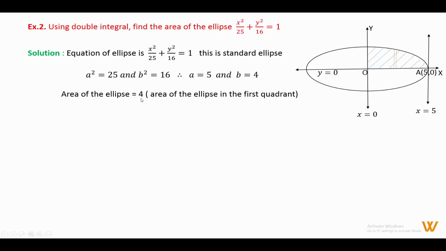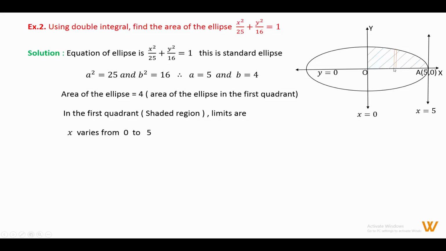Area of the ellipse equal to 4 times the area of the ellipse in the first quadrant. In the shaded region limits are: x varies from 0 to 5. Now find the value of y. So for that draw one strip in this way.